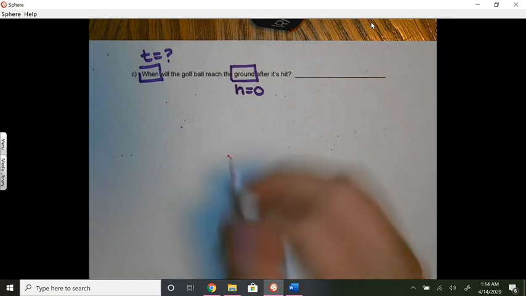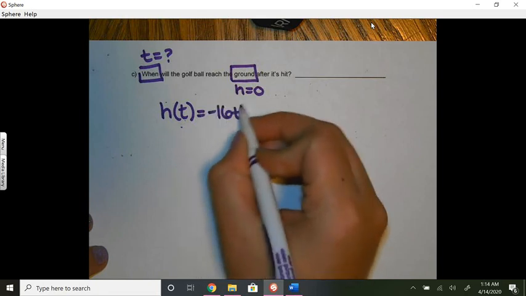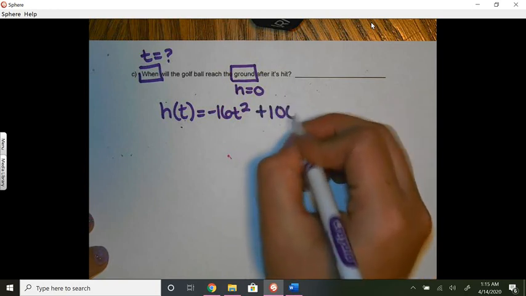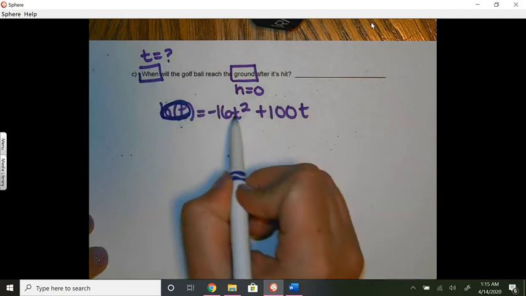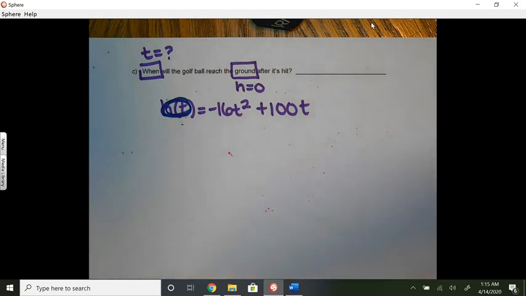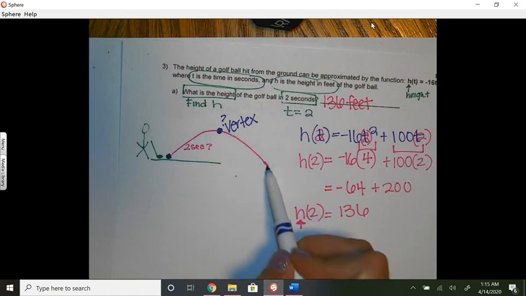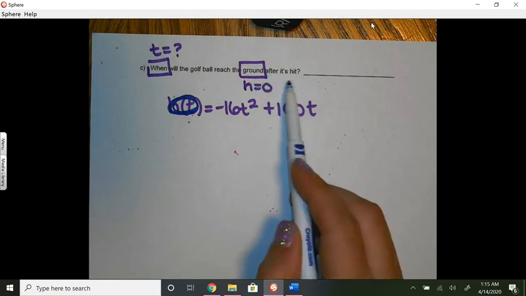So we're going to take our function, and we're going to go ahead and plug in a 0 here because we want to know when, so that means find t. When will the golf ball reach the ground after it's hit? So we already know that the golf ball is already on the ground. So we want to find when it goes up and when it will hit the ground here again. So we already know 0 is an answer, but we're not going to include it because it says when will it be on the ground after it's hit.